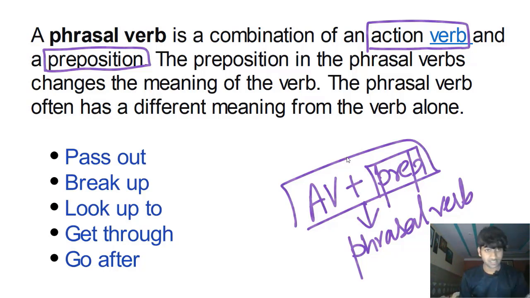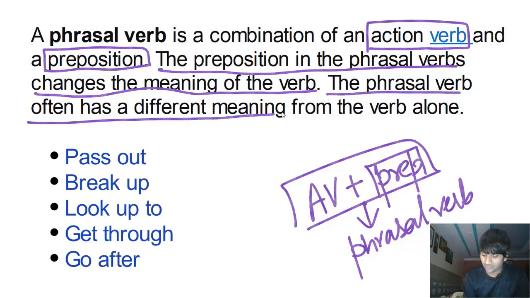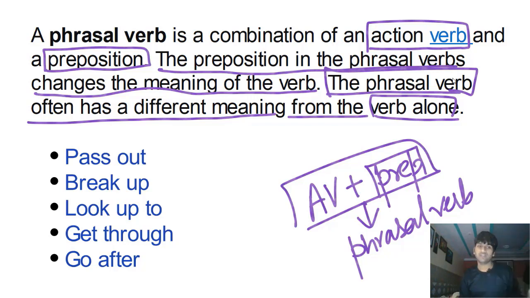So I've written a definition of a phrasal verb. Let's read that out first of all. A phrasal verb is a combination of an action verb and a preposition. The preposition in the phrasal verbs changes the meaning of the verb, as I said. Without it, the verb will have a different meaning. The phrasal verb often has a different meaning from the verb alone.